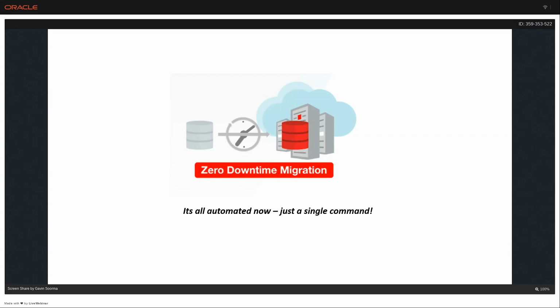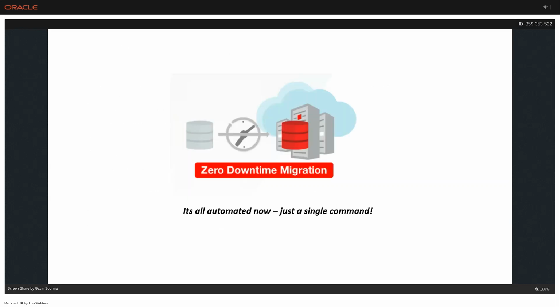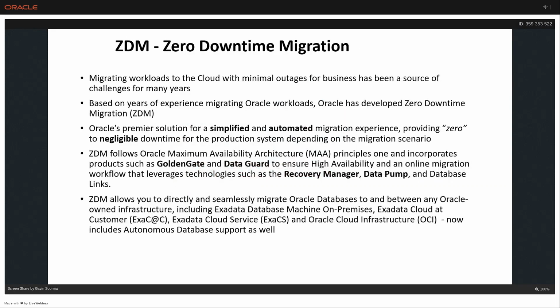So it is all automated now. It's just a single command that we can run. I'll show you that in the course of the session. And it basically will automate all these steps that I've shown you out here. So with Zero Downtime Migration, it enables us to migrate workloads to the cloud with, most importantly, minimum downtime, as well as with minimum effort on the part of the database administrator. So it's a very simplified approach, and it's also automated a lot.